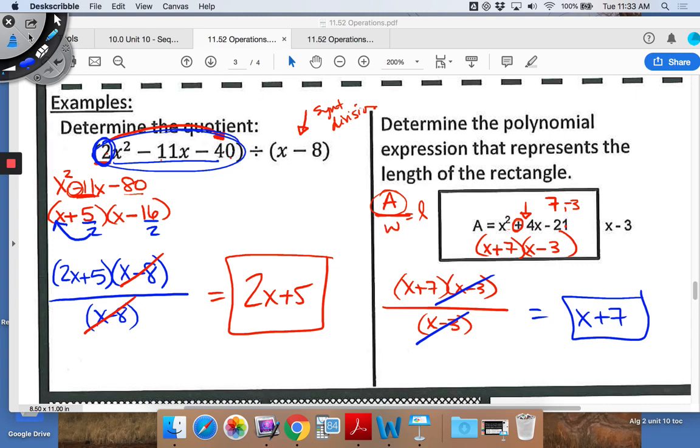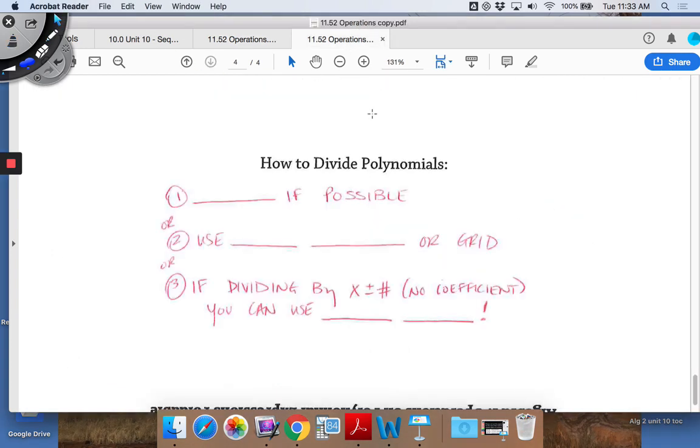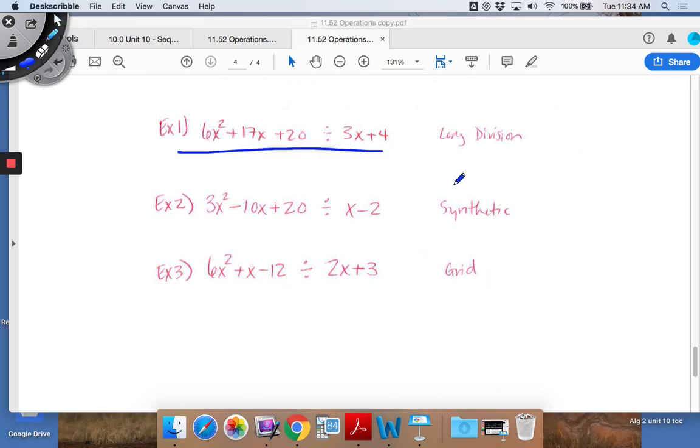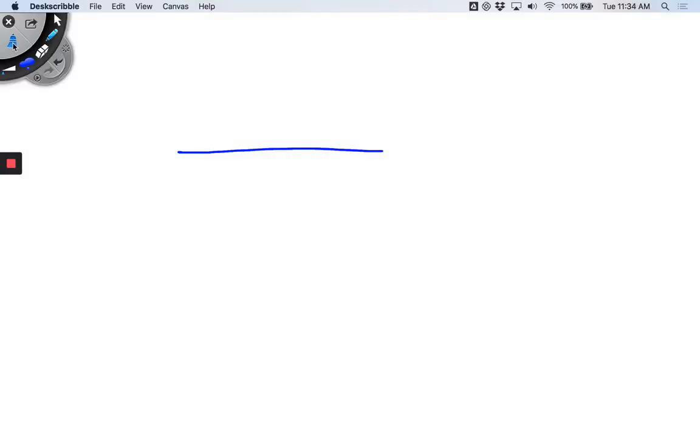So our extra examples are going to be covering long division, synthetic division, and then this grid division. So I'm going to use this as long division. So I don't have space here, so I'm going to just give myself a little blank canvas.